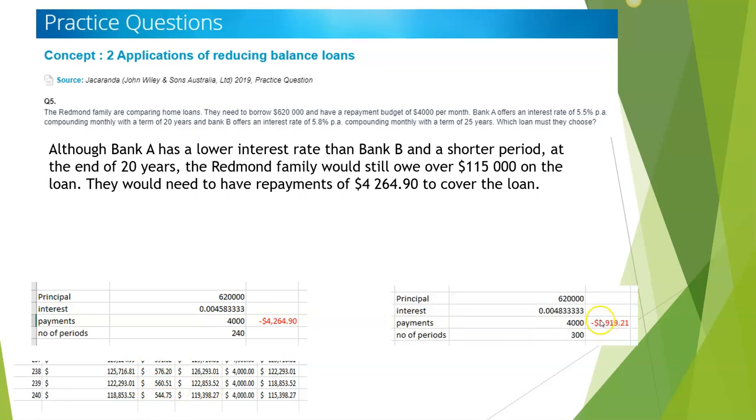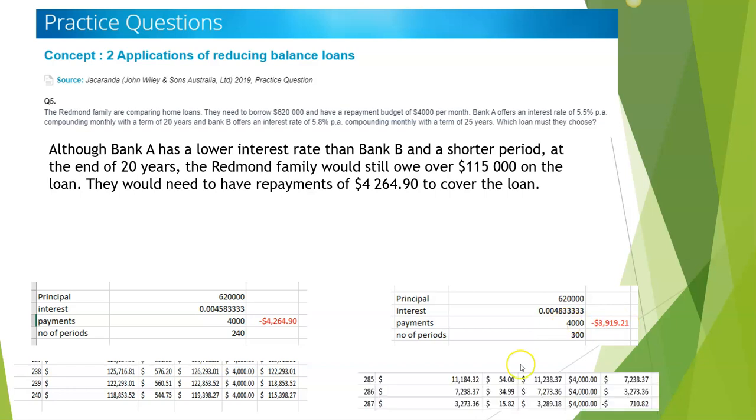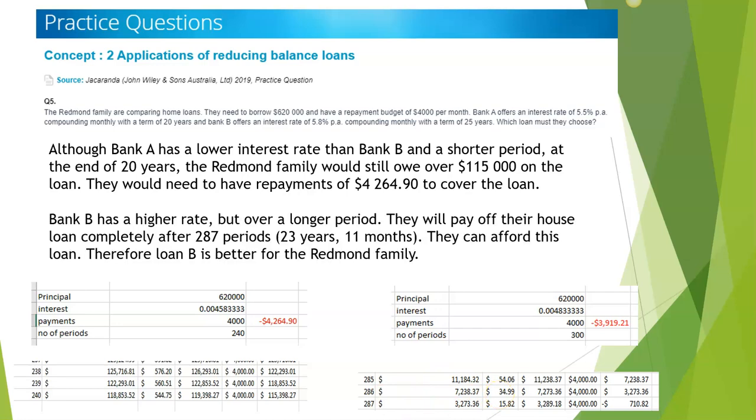So if we have a look at the second loan, and we've used the PMT function, the family can afford the loan because their repayments are $3,919.21. And if I do the spreadsheet, you can see that they actually pay off the loan in full after 287 payments. So even though this has a higher rate of interest, they can afford the loan better.